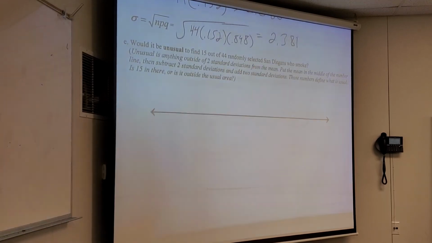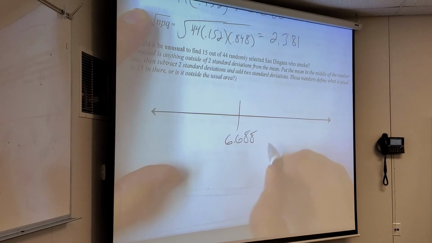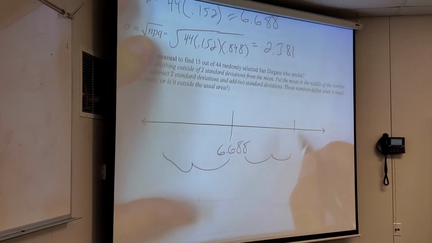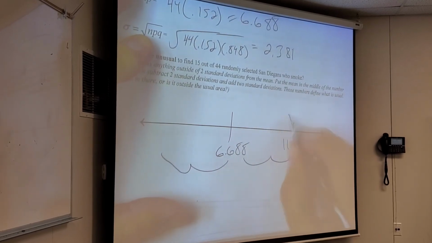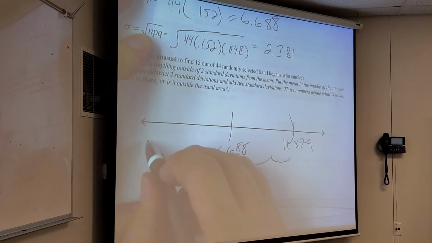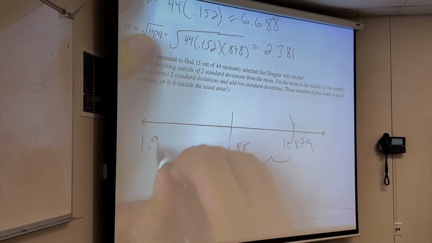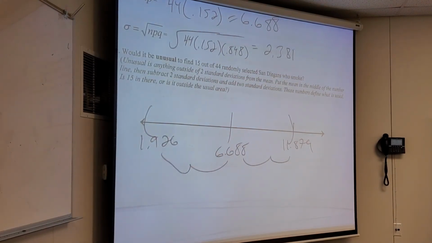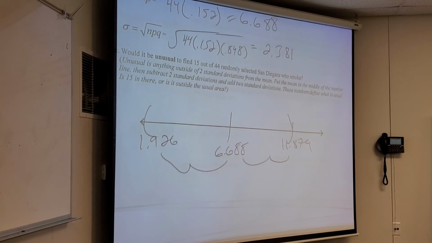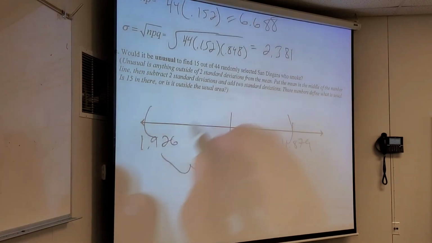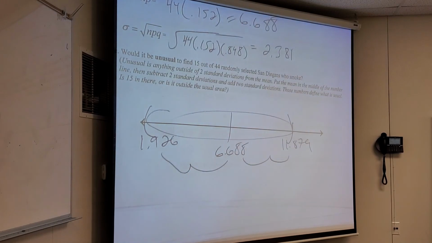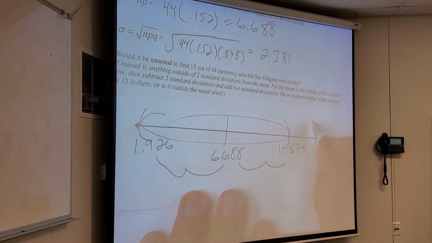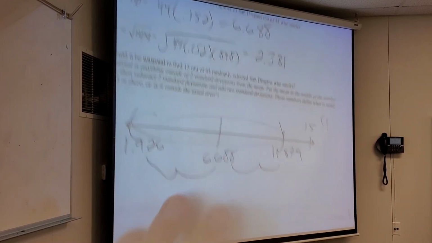So I put the mean in the middle, just like we have in the past, but now I'm going to take 2 steps up and 2 steps down. If I take 2 steps up, 11.879. If I take 2 steps down, 1.926. Okay. So anything in here is usual. I wouldn't be surprised if it happened. So would I be surprised if I saw 15? Yes. It's outside of 2.